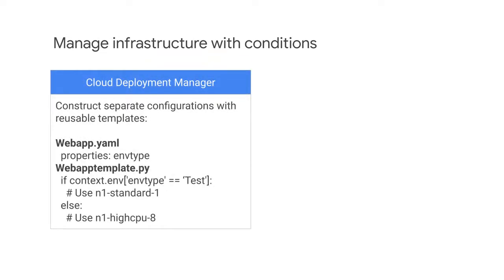Both Deployment Manager and AWS CloudFormation enable you to manage infrastructure with conditions to create or omit certain resources. In Deployment Manager, you can set a property in the deployment configuration file. You can pass this property to a template that launches a different VM based on the value of that property.